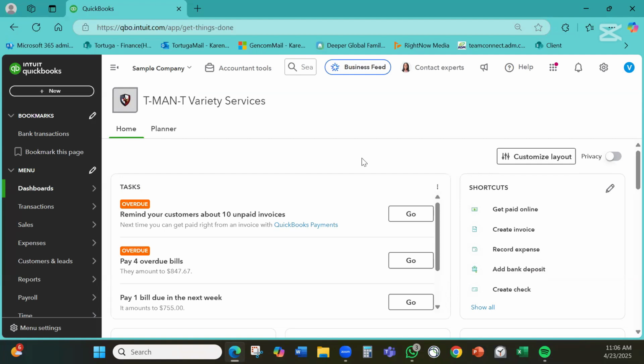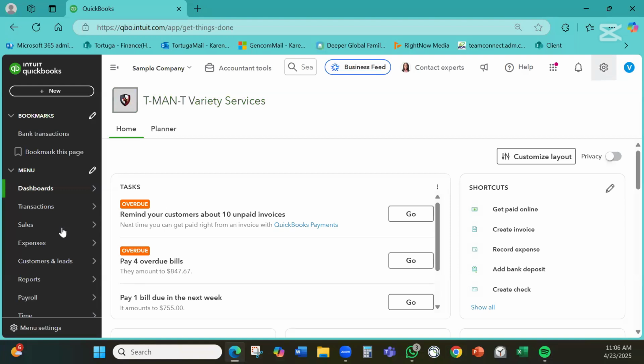All right, so this is your dashboard. This is pretty much where you go to find all of the various things that you can do with this company in QuickBooks. We set up the company information already. We put in our logo, the name of our company, and so on.